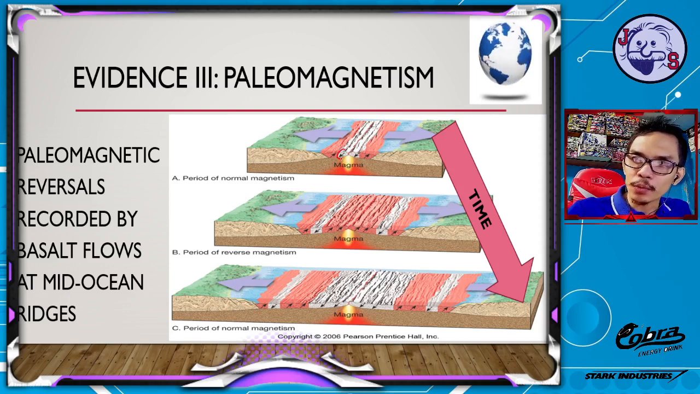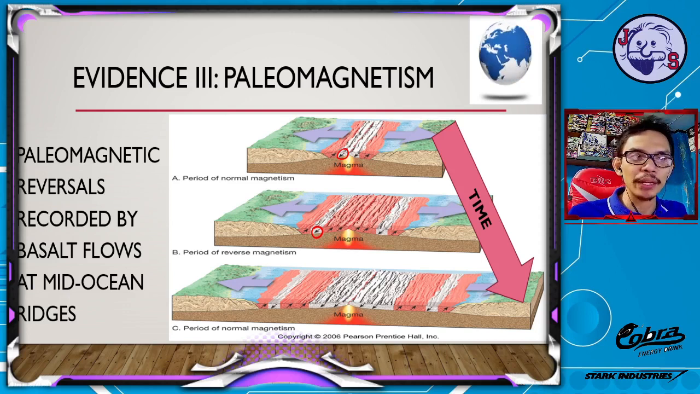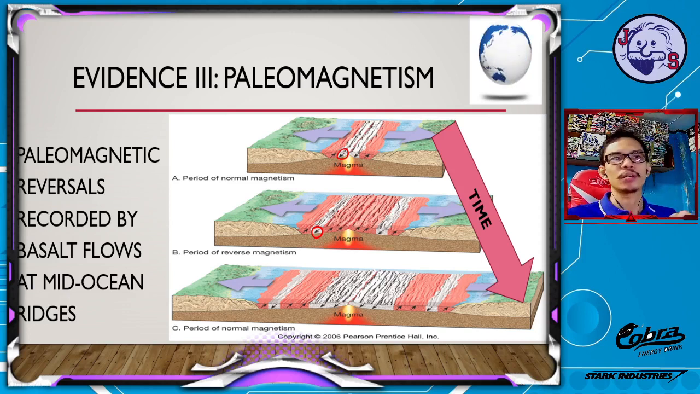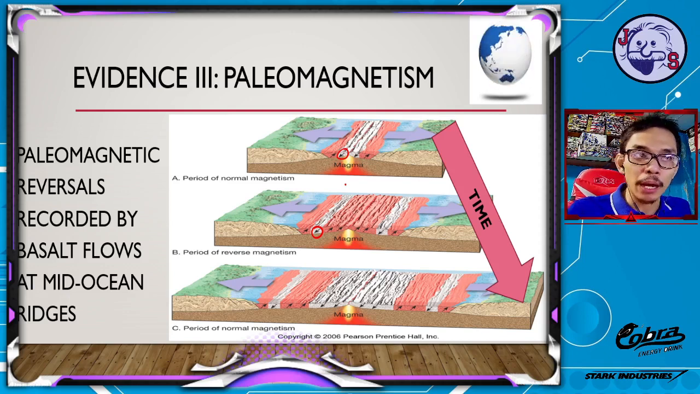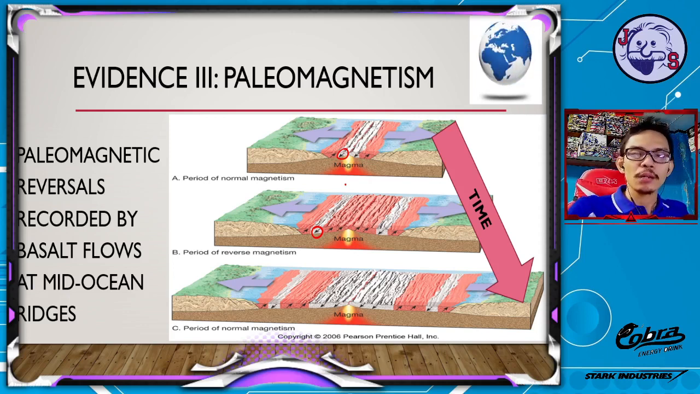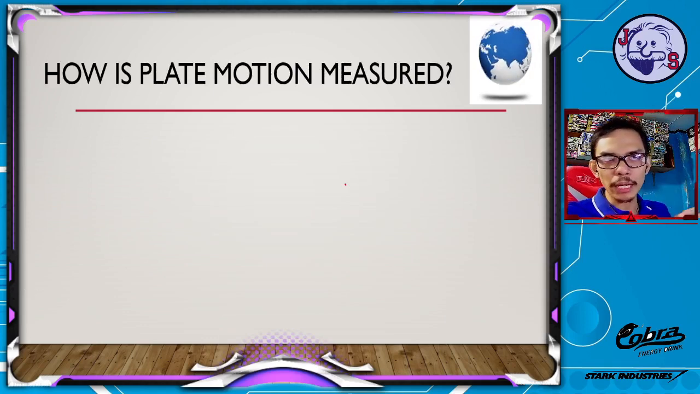Like the one that you have right here. Notice this one, it will be stuck right there. And that will be a perfect record of how the magnetic field reversal happened in the Earth in the past million years. So that is why paleomagnetism is a very good supporting evidence for the plate tectonics theory. If you were to ask me if paleomagnetism supports the plate tectonics theory, it will be a hard yes. So we go to the last part of the video.